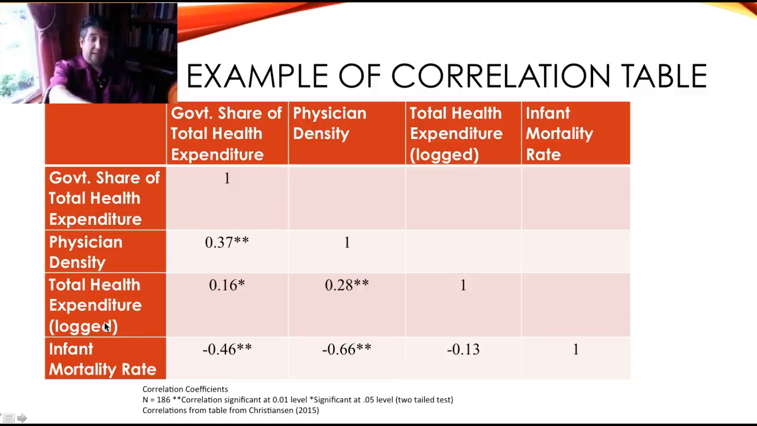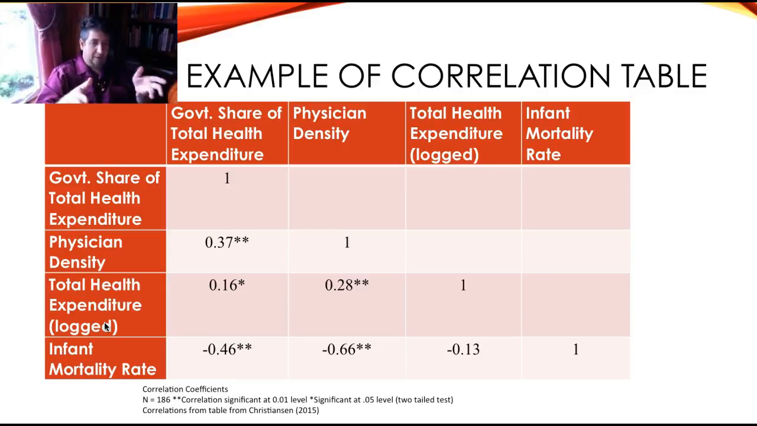So here what you see is an example of a correlation table. This is a piece out of my dissertation. And you can just take a look and see how the correlations appear. So the one is called the identity matrix. The identity is going down the diagonal, which says that things are perfectly correlated with themselves.